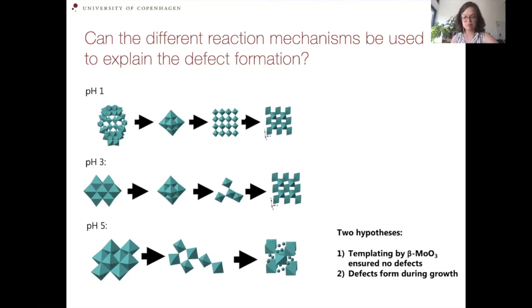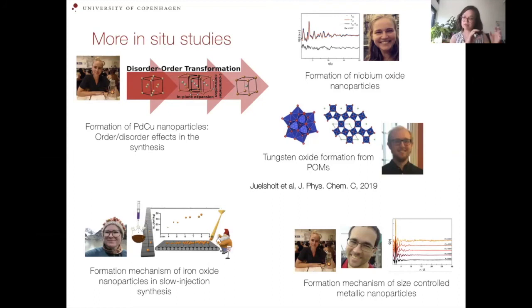And this is the kind of studies that we do quite a lot, and we're looking at a lot of both different oxides, but also metallic nanoparticles to really get a fingerprint of the intermediate species or the pre-nucleation species from PDF, so that we basically can understand reaction mechanism and predict what happens during a synthesis.